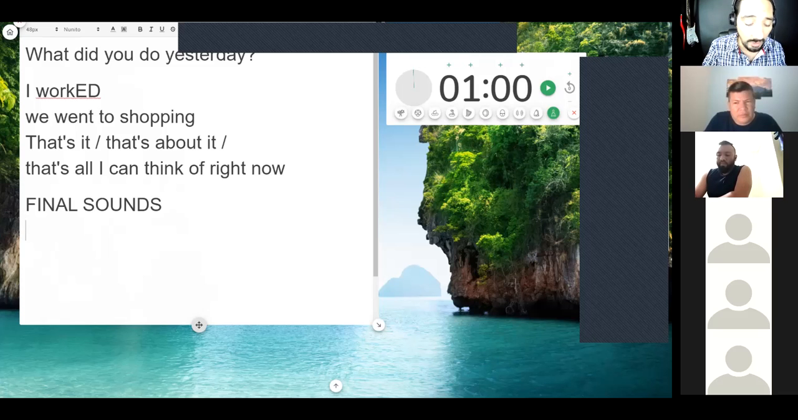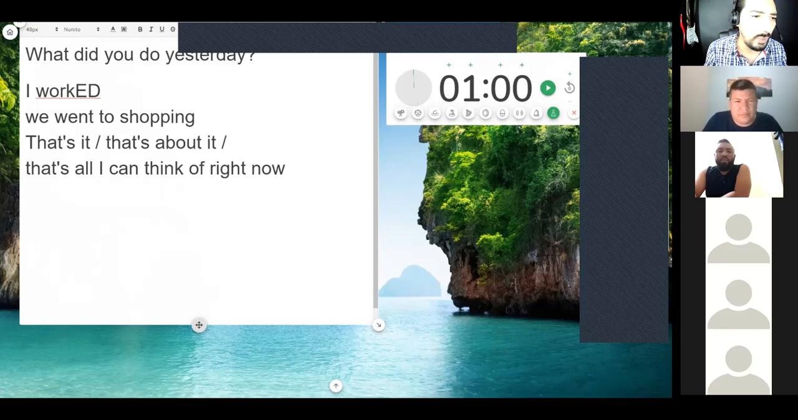En este caso, work termina con el sonido K. Work. Y se produce acá la K. Work. Ahí estás, perfecto. Le agrego la ED y esa ED va a sonar a... Work. Ahí está. Perfecto. María Luisa, very good. Worked. Excellent, there you go.